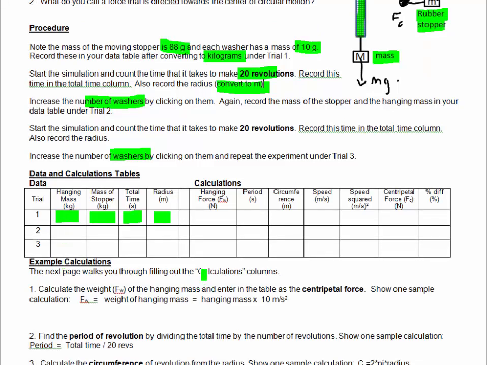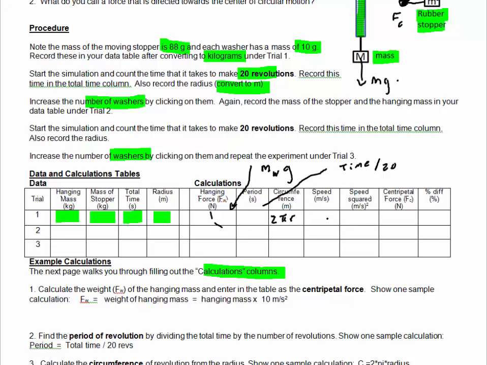Now the next page is going to walk you through the calculations, but I'm going to give you some pointers right over here. What is the hanging force? Well, the hanging force is just going to be the mass of the washers, please in kilograms, multiplied by gravity. Now the period, that's a special name for the time to make one full revolution. So if you take your total time and divide that by your 20 revolutions, that's going to be the period. Circumference is the distance that thing traveled, which is going to be 2 times pi times the radius.